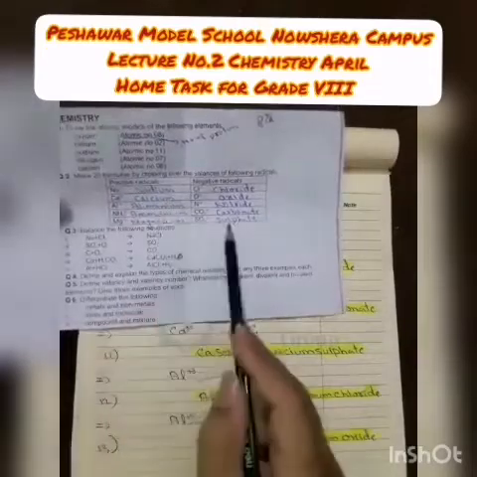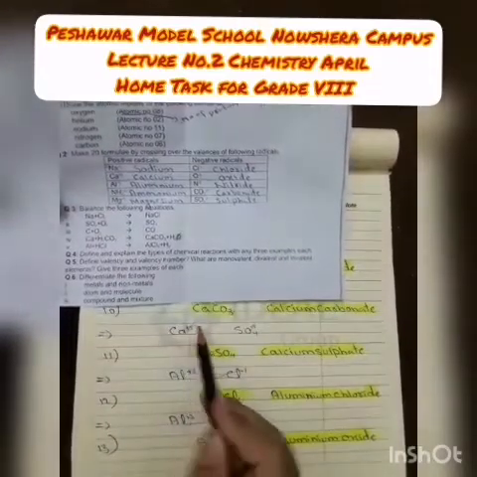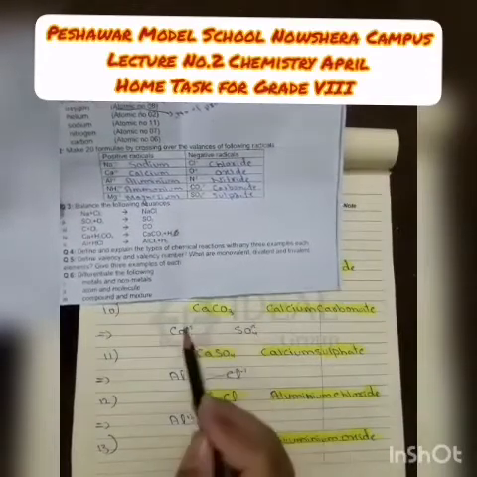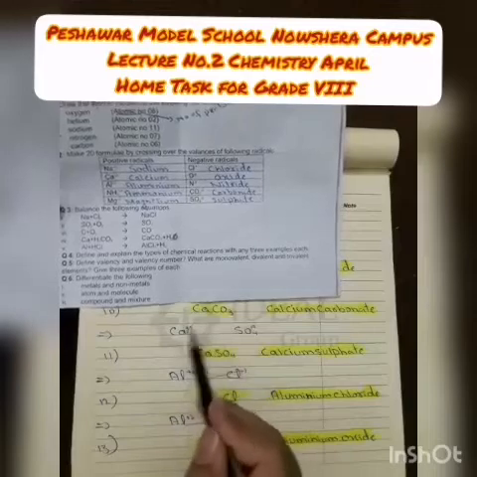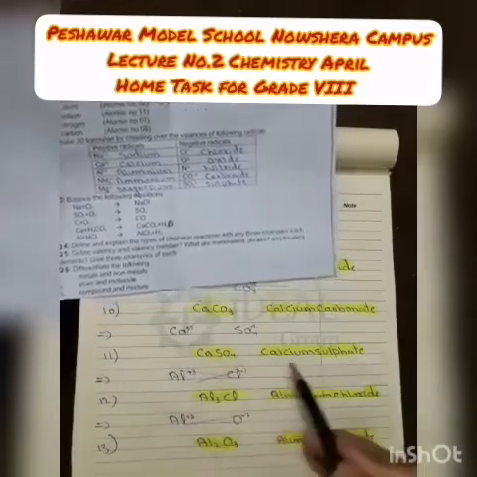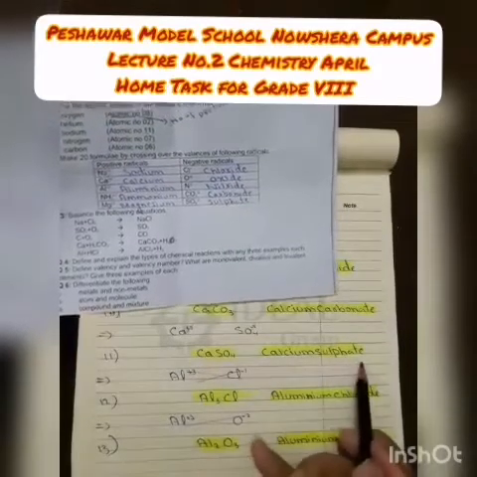Now calcium will form a compound with sulfate. The calcium symbol is Ca plus 2, and sulfate is SO4 minus 2. Both have the same valencies, plus 2 and minus 2, so they cancel each other. Combining both the symbols gives CaSO4. This is the chemical formula of calcium sulfate.